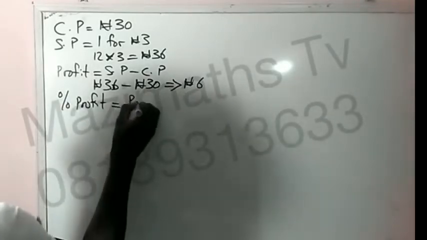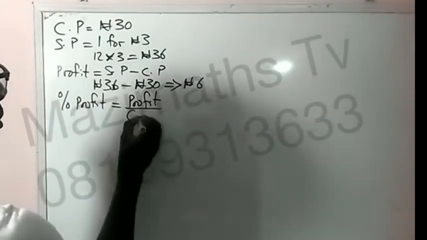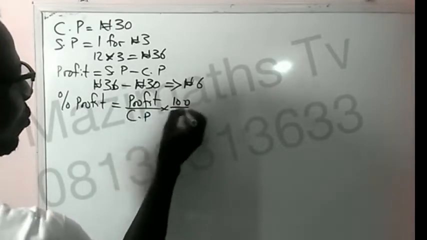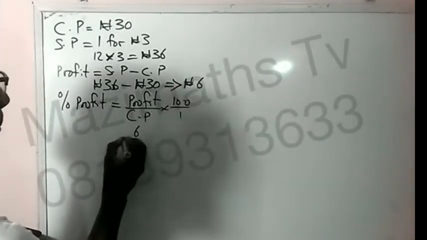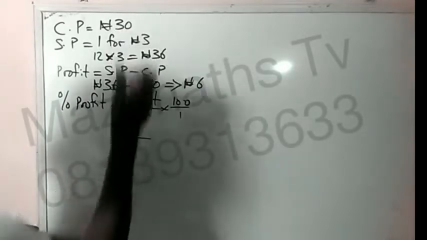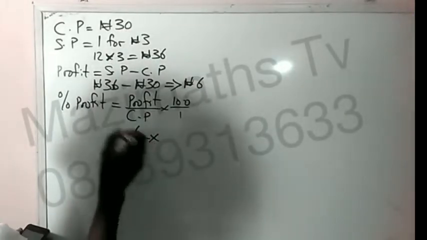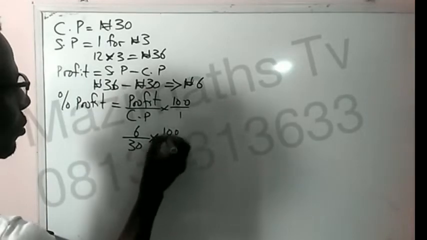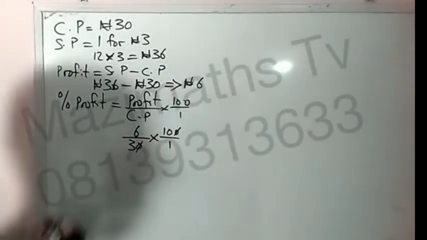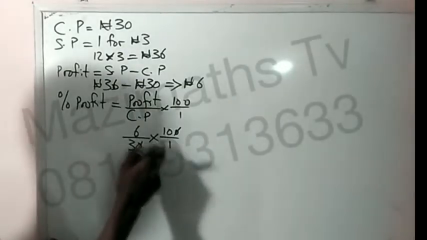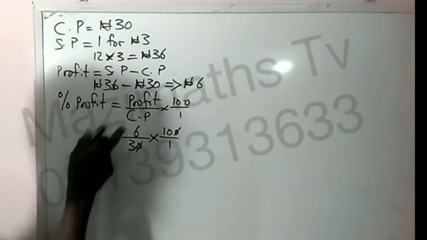will be profit over cost price times 100 over 1. Okay, now the profit here is 6 naira over the cost price. This is the cost price, that is 30 naira, then times 100 over 1. So you have 100 over 1. Now divide. First off, this 0 can cancel this 0. So you are left with 6 over 3 and 10 over 1. Now what else can we divide? This 3 can divide this 6.